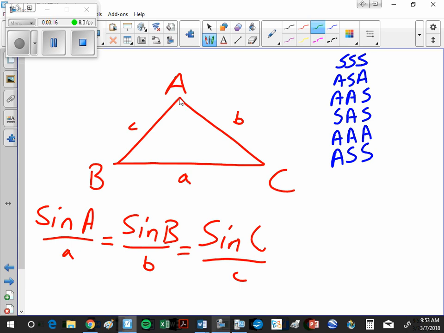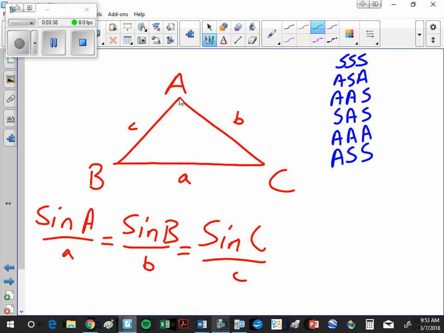Now, there are 2 others that are not up there. Side, angle, angle is the same as angle, angle, side. So we don't worry about that. And side, side, angle is the same as angle, side, side. Because if we do angle, side, side, you won't forget it. So it's a pedagogical tool. I did it on purpose.